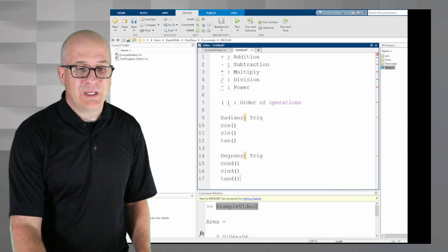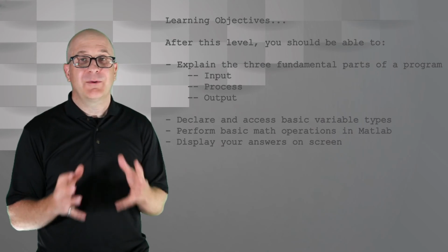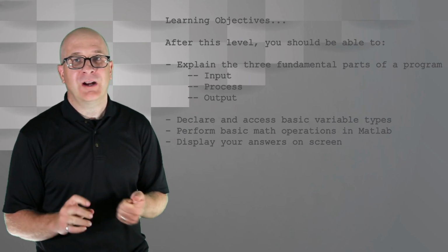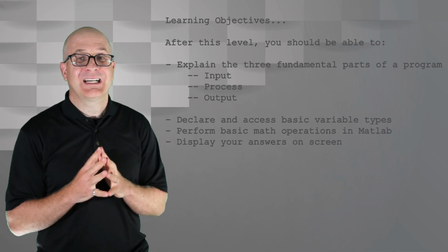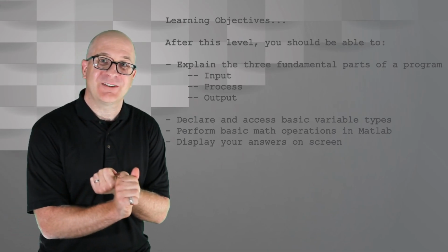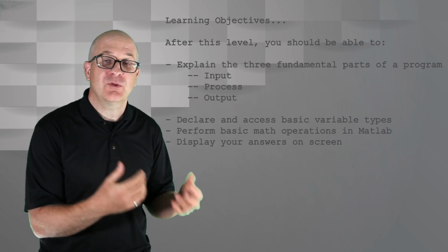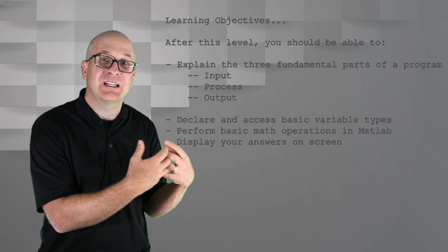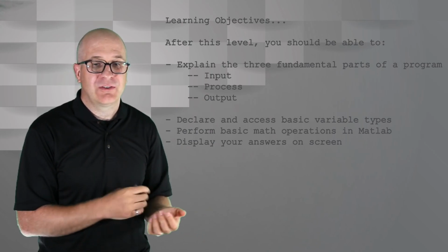So let's just quickly jump to our summary. In summary, what we did today was we explained the three fundamental parts of a program: the inputs, the process, and the outputs. We declared some variables. Remember, we declared radius. We also declared area and perimeter as part of processes. The outcome of a process was put into that new variable. So we were able to declare new variables within a process. We're able to access those variable types.